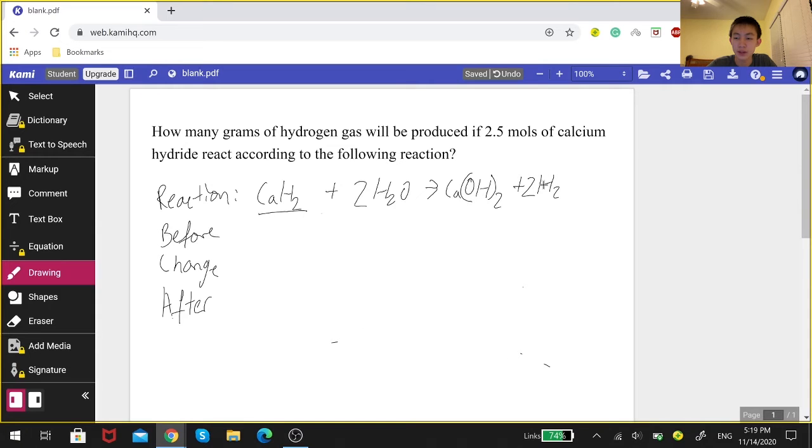Now we have 2.5 moles of calcium hydride, CaH2. Now I have 2.5 moles. Remember, these two have to be 0, because after the reaction occurs there will be no more of this and no more of this. And in the beginning, before the reaction occurred, there will be 0 of this and 0 of this. That's why the zeros are written where they are.